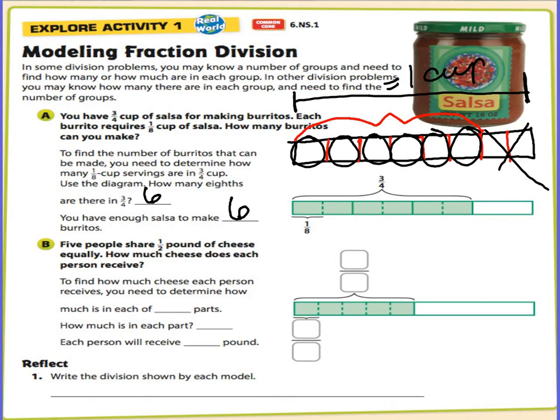5 people share a 1/2 pound of cheese equally. How much cheese does each person receive? All right, so right here, again, this is your 1 pound of cheese.